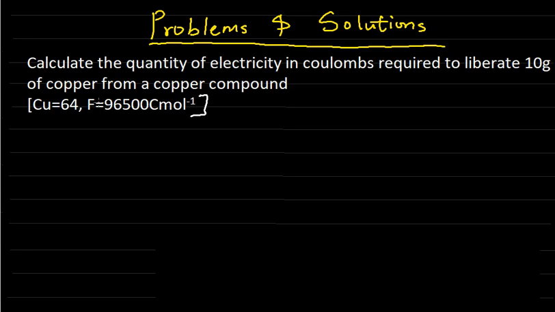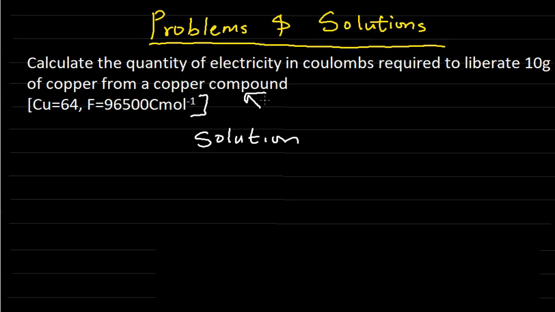Now let's start with the very first question that we have here on the screen. Solution. The question goes this way: calculate the quantity of electricity in coulombs required to liberate 10 grams of copper from a copper compound. So the compound is a copper compound, that is the electrolyte. You know very well what we have to do.